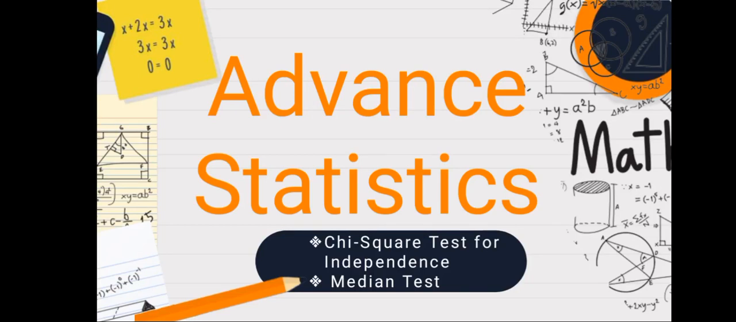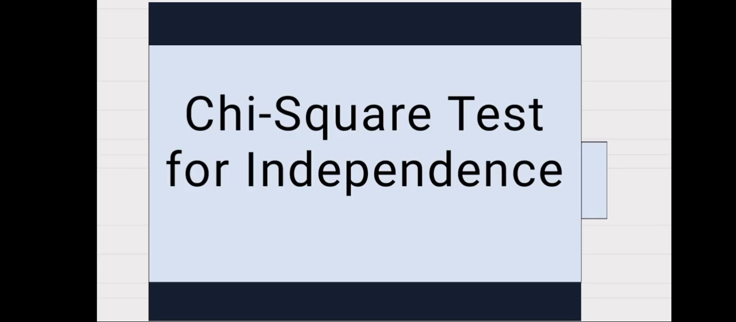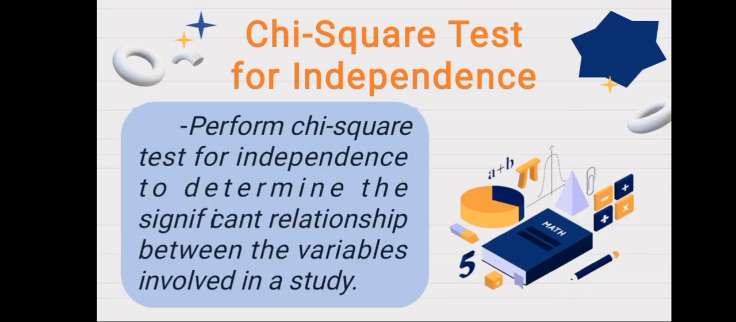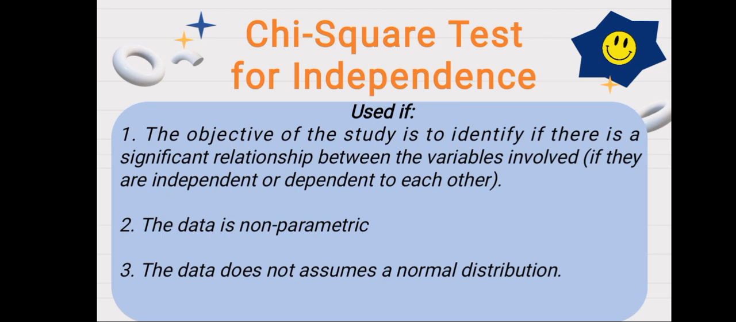So, for today's lesson, I'm going to discuss, calculate, and interpret the chi-square test for independence and the extension of the median test. So, let's start. Chi-square test for independence is to determine the significant relationship between the variables involved in a study. So, when can we use chi-square test for independence?